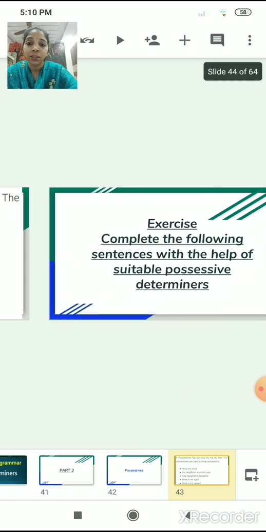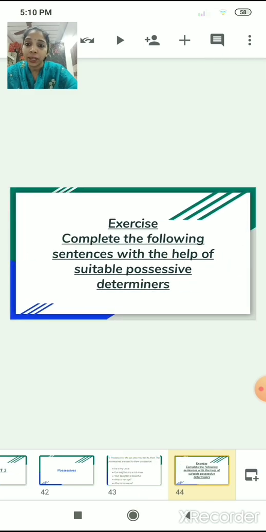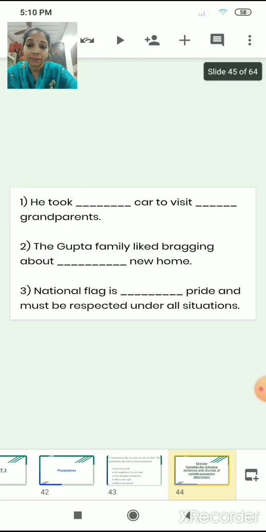Alright. So let me check your knowledge. Possessive determiners are nothing but function words used in front of a noun to express possession or belonging. And possessive determiners are my, your, his, her, its. So now based on this, let us complete this exercise.